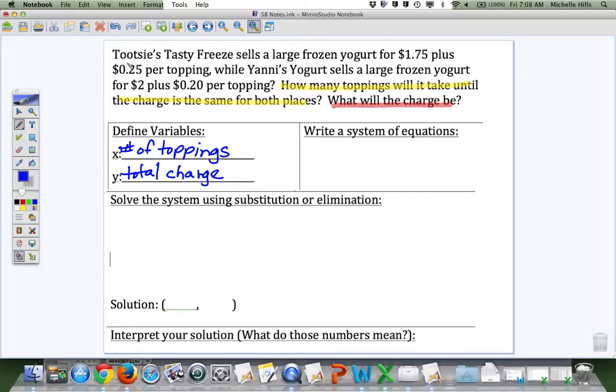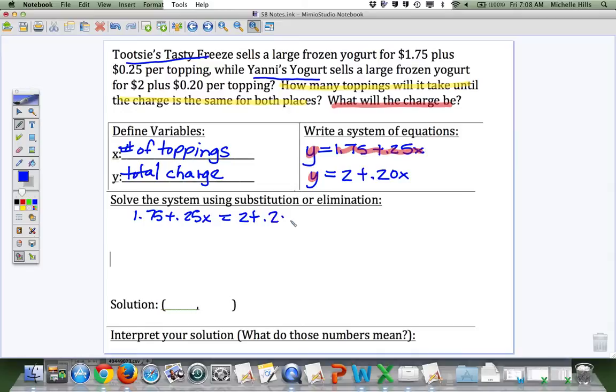I'm going to write one equation for Tootsie's Tasty Freeze, and I'm going to write one equation for Yanni's Yogurt. So the total charge at Tootsie's Tasty Freeze starts at $1.75, and then it's an additional 25 cents per topping. And at Yanni's Yogurt, it starts at $2, but it's an additional 20 cents per topping. So, again, these are both y equals, so if y equals this stuff, that stuff can go in place of this y. So 1.75 plus 0.25x equals my 2 plus my 0.2x.